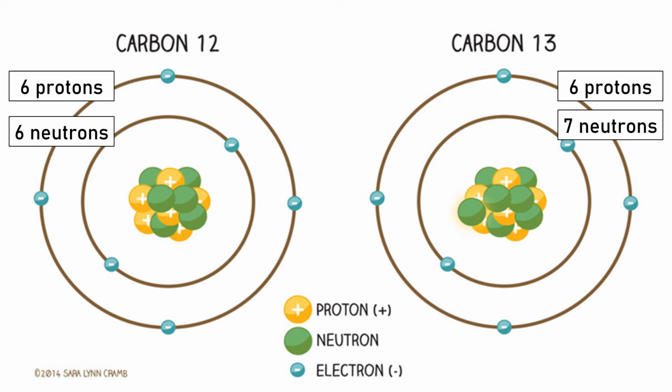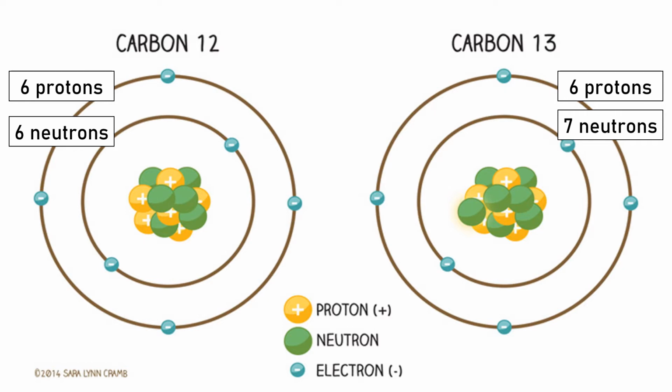Not all atoms of an element are exactly the same, so remember that. For instance, a carbon atom in its most common form, which is carbon 12, has 6 protons and 6 neutrons. The fact that it has 6 protons is what makes it an atom of carbon. However, there is what we call carbon 13, which has 6 protons and 7 neutrons. This number of neutrons can vary between the individual carbon atoms.